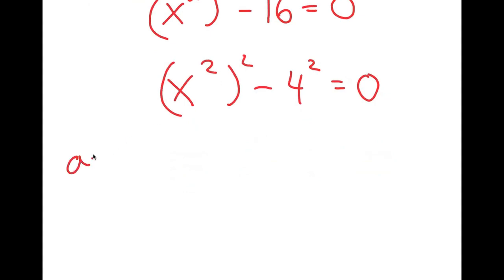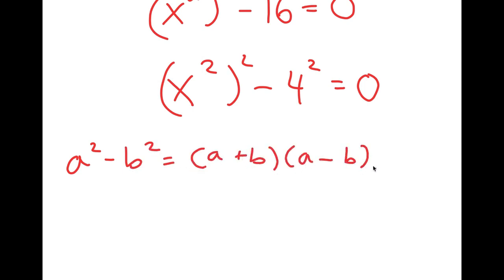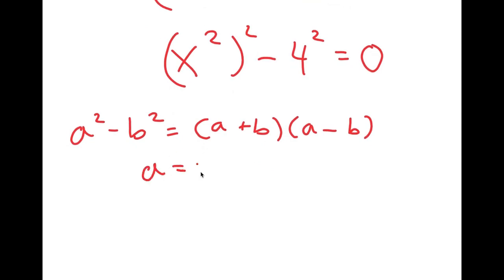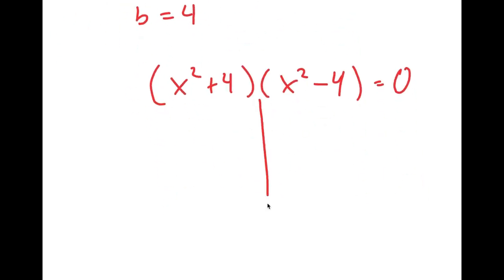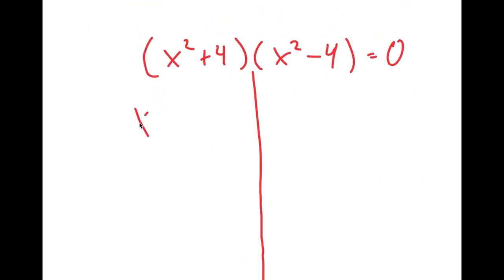Now, if I have something in the form a squared minus b squared, this is equal to a plus b times a minus b. So in this case, a is x squared and b is 4. So I get x squared plus 4 times x squared minus 4 is equal to 0. So now I get two equations. I have x squared plus 4 is equal to 0, and x squared minus 4 is equal to 0.